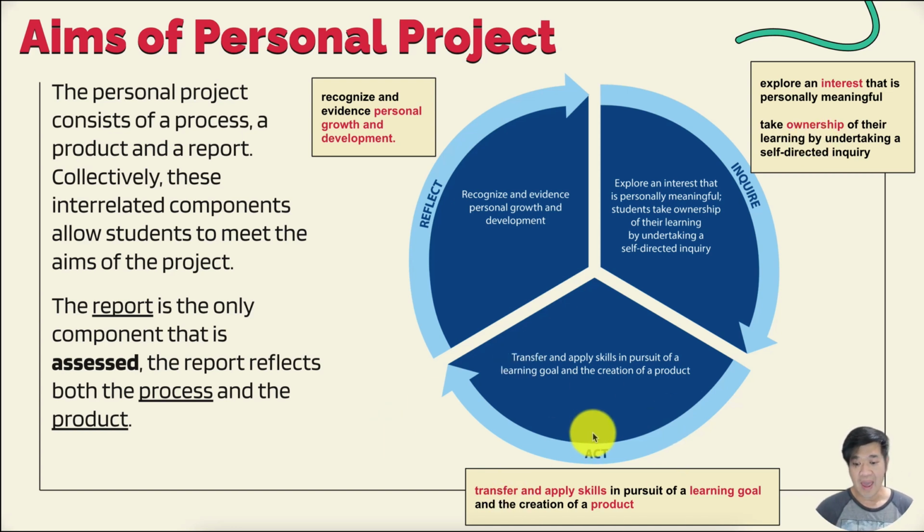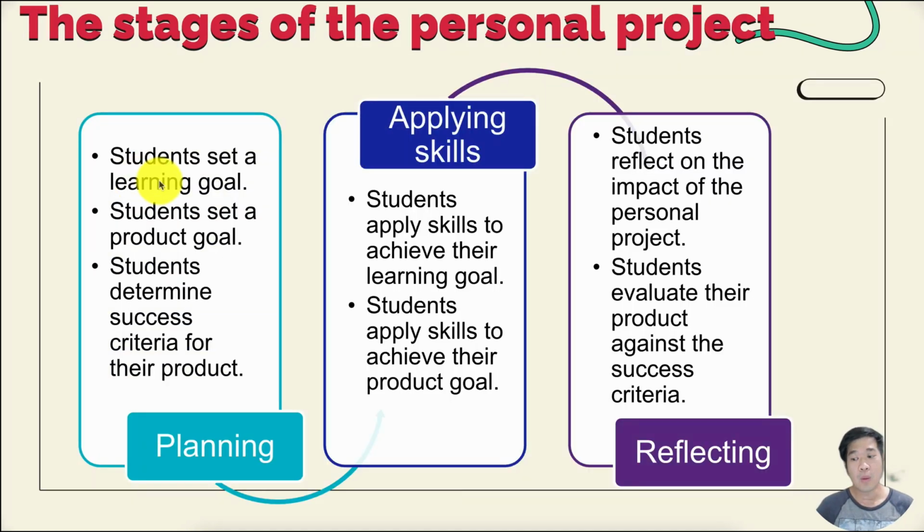For Act, you are going to transfer the applied skills, so it means your ATL skills, in pursuit of your learning goal. So whatever goal you set in Inquire, you use your ATL skills to achieve your learning goal and then produce a product. And the last one is Recognize and evidence personal growth. So you are going to reflect on what you have learned and what has changed you as a person. These are the objectives that you are going to be doing.